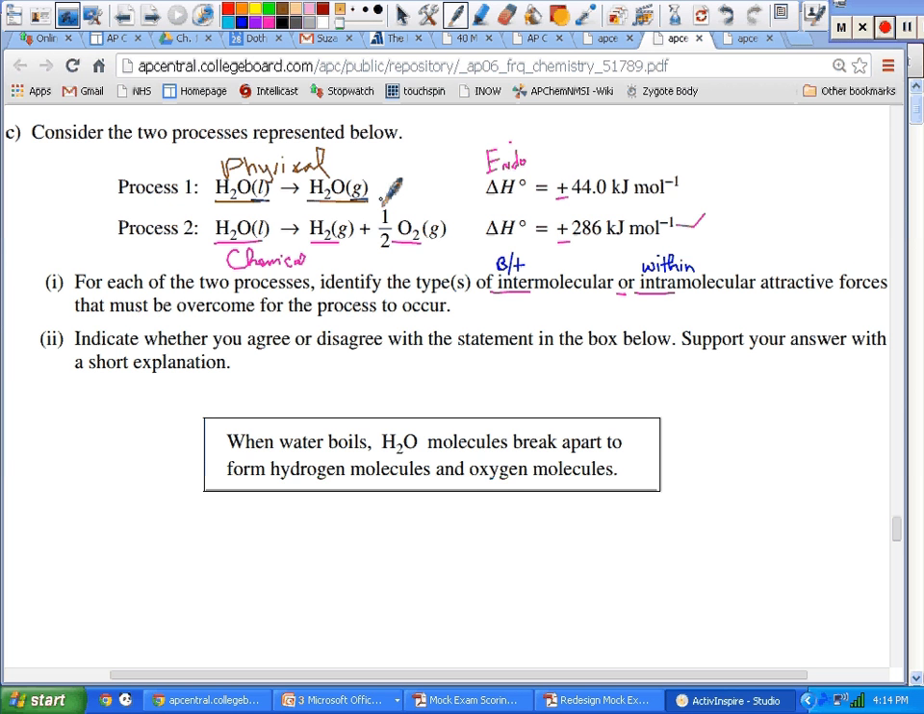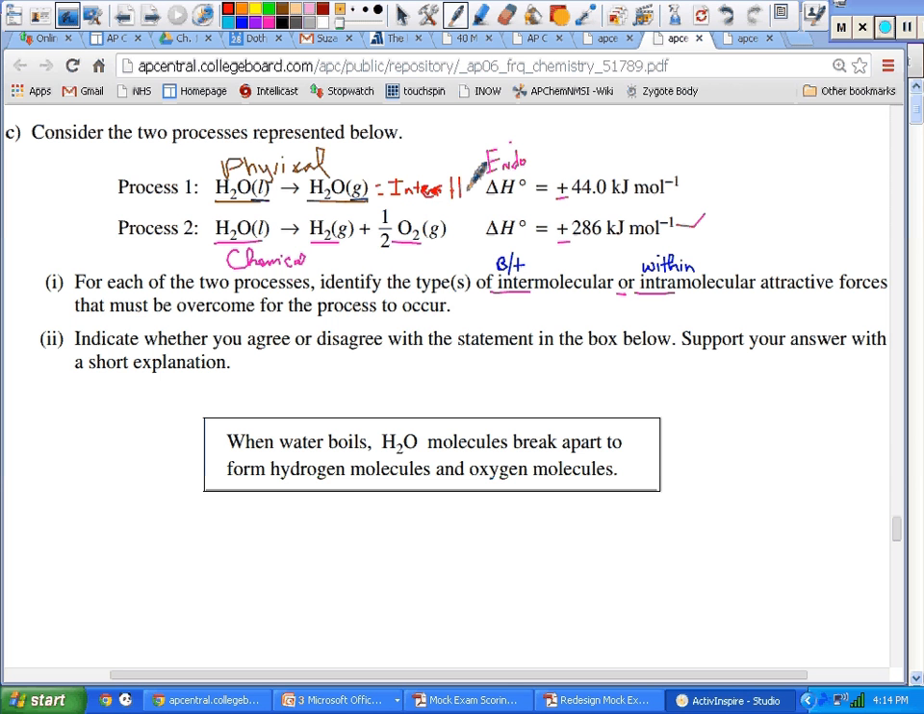What are you separating? Intermolecular forces or intramolecular? You're separating two water molecules, so you're separating intermolecular forces. But specifically, what type of intermolecular force does water have with each other? It has hydrogen bonding. So this is inter, and so it's just going to be HB.